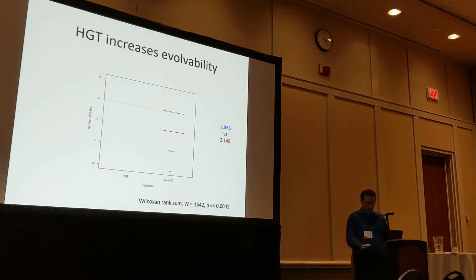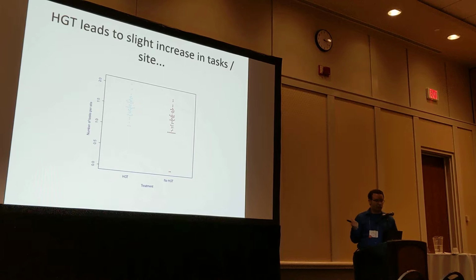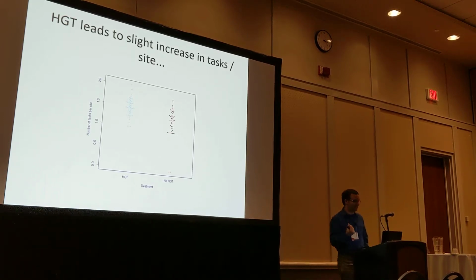We also can show you that horizontal gene transfer does lead to a slight increase in the number of tasks encoded within any individual site.